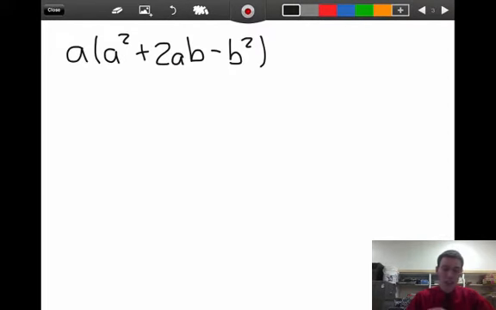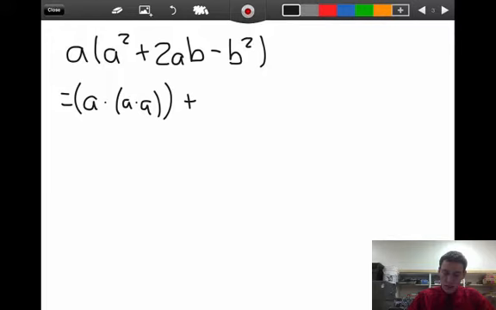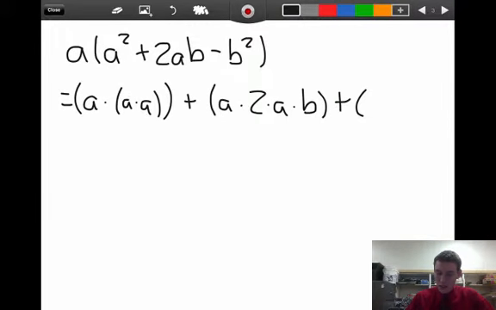Now what if we take a variable that's a monomial and multiply it times a polynomial? Well, this can be rewritten as a times a times a plus a times 2 times a times b plus a times negative b times b.